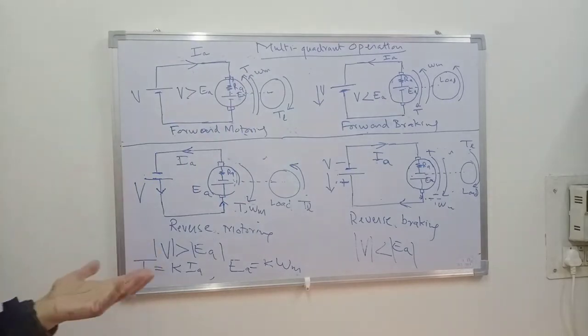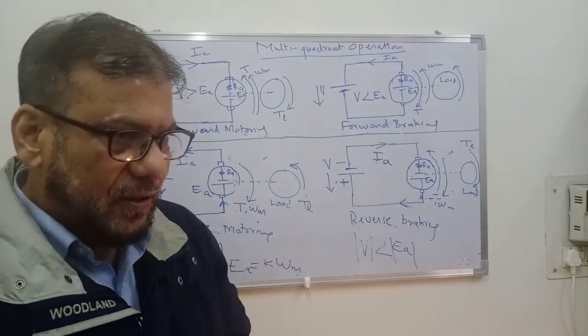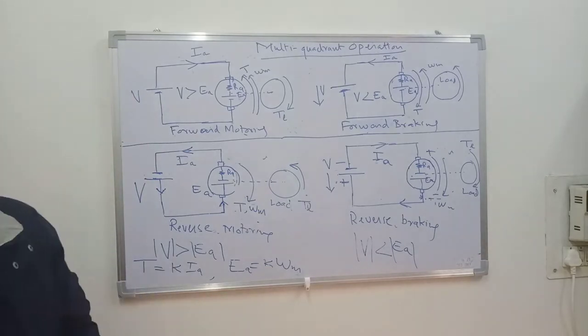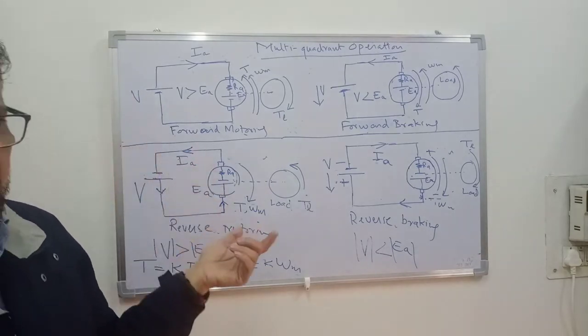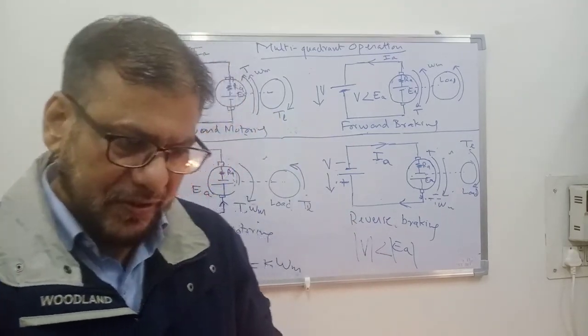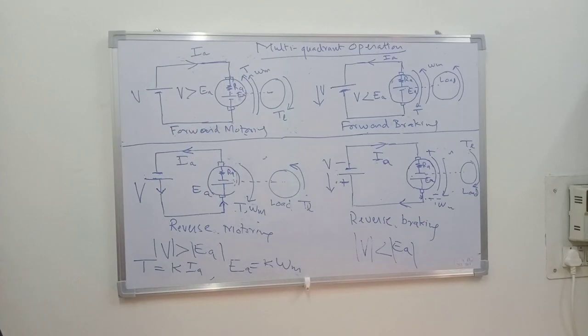So depending on the situation, depending on the source available, depending on the requirement of the load, you may have to design your drive for single quadrant, 2 quadrant or 4 quadrant operation. So this explains the various modes of operation of an electric drive.